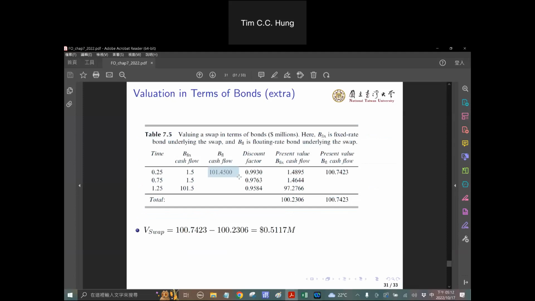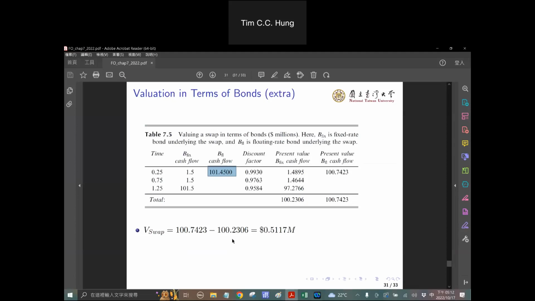This 101.45 is a combination between the $100 base value of a floating bond in 3 months and the $1.45 floating payment, both happening in 3 months. So add the two, discounted back to present, you get the value of the floating bond. So these two values, 101.45 and 100.74. These two are the present value at 3 months.